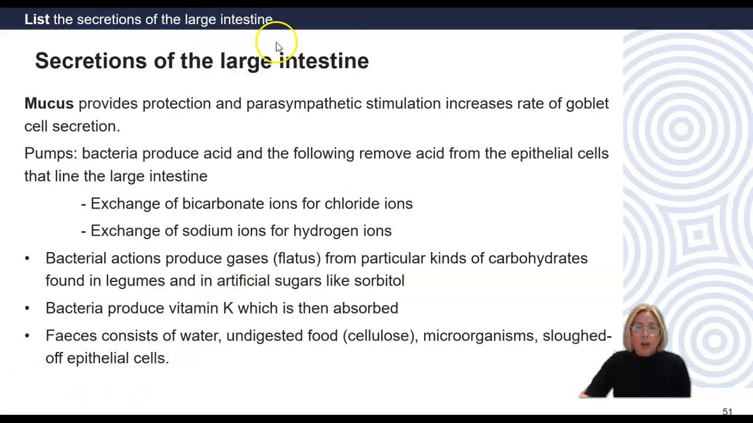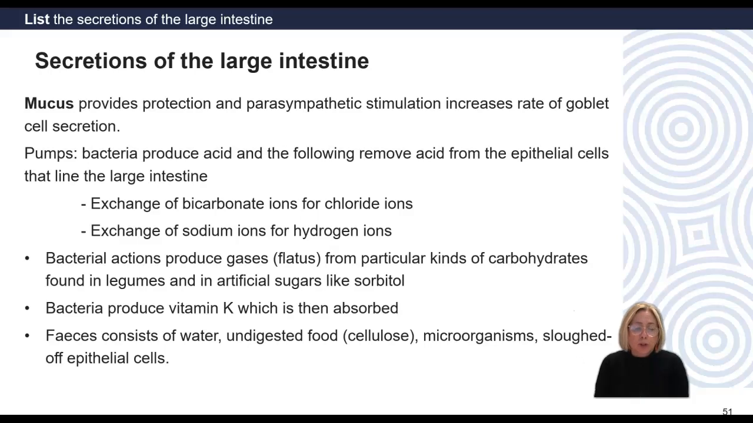Now, the secretions of the large intestine, the main one is mucus. It's providing protection. And parasympathetic stimulation will increase the rate of goblet cell secretion of mucus. We also have these pumps in the large intestine. Now, if you think about your microbiome, the bacteria will produce acid, and the following pumps remove the acid from the epithelial cells that line the large intestine. So you'll have exchange of bicarbonate ions for the chloride ions of hydrochloric acid, and you'll have exchange of the sodium ions for the hydrogen ions of the hydrochloric acid produced by the bacteria.